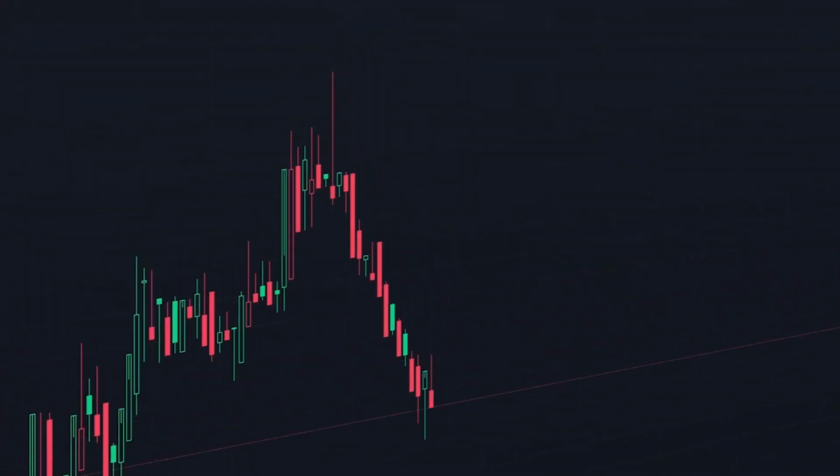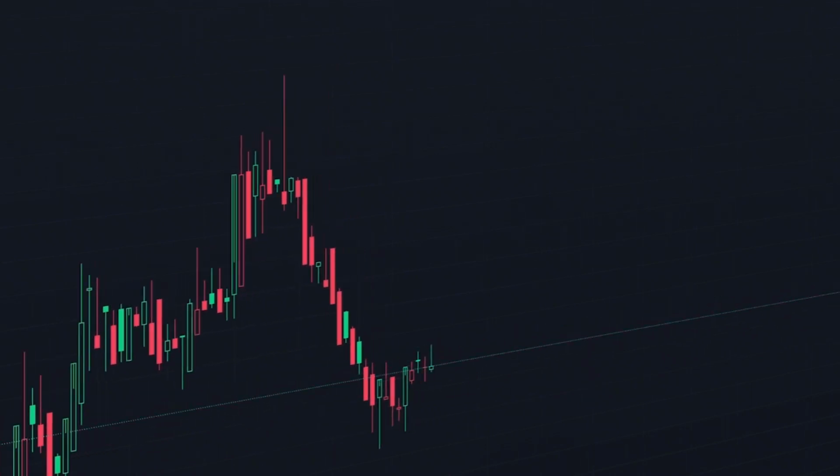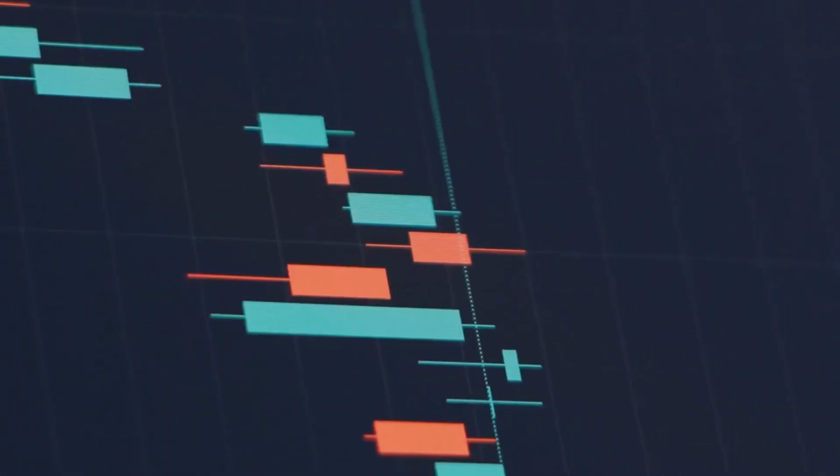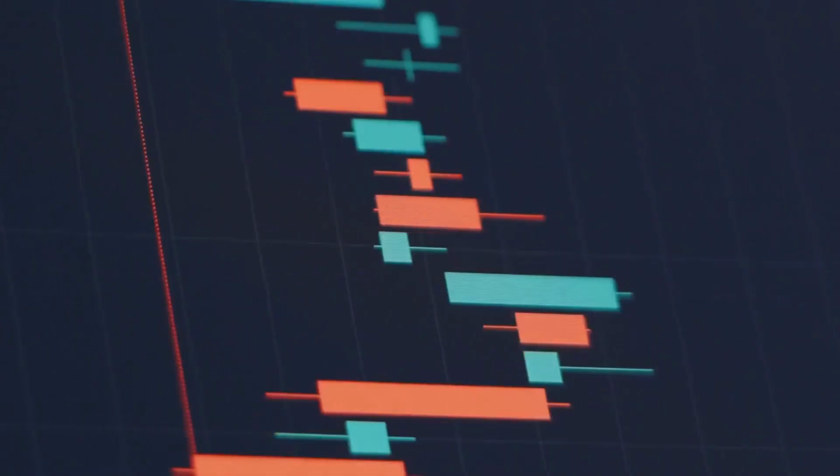Now let's talk about the charts feature. This is a visual storyteller, painting the tale of price trends for different cryptocurrencies. It's like having a crystal ball that reveals the past, present, and potential future of your chosen cryptocurrency.